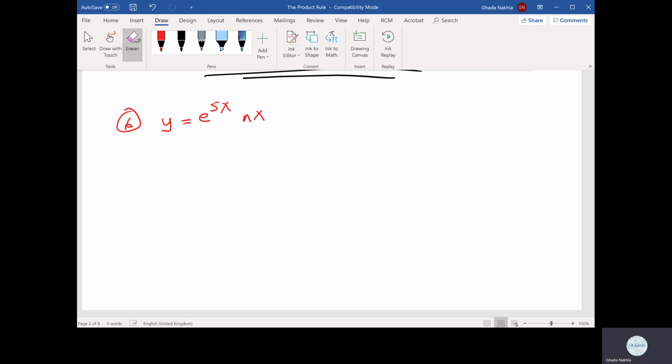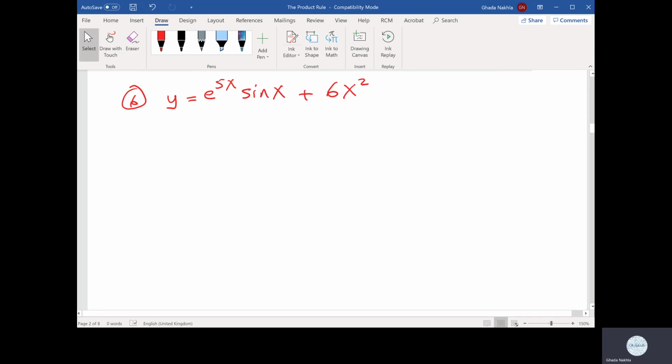Let's go sine x rather than ln x. Let's go e to the 5x sine x. We want to differentiate some trig, plus 6x squared. Okay, now this is slightly complex, and the reason why it's complex is because you are looking at applying the product rule here and then differentiating something as you would normally differentiate in the normal way.